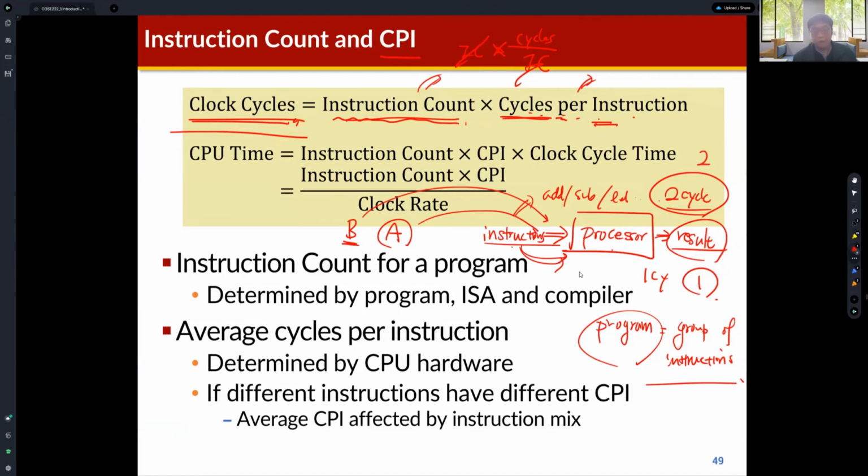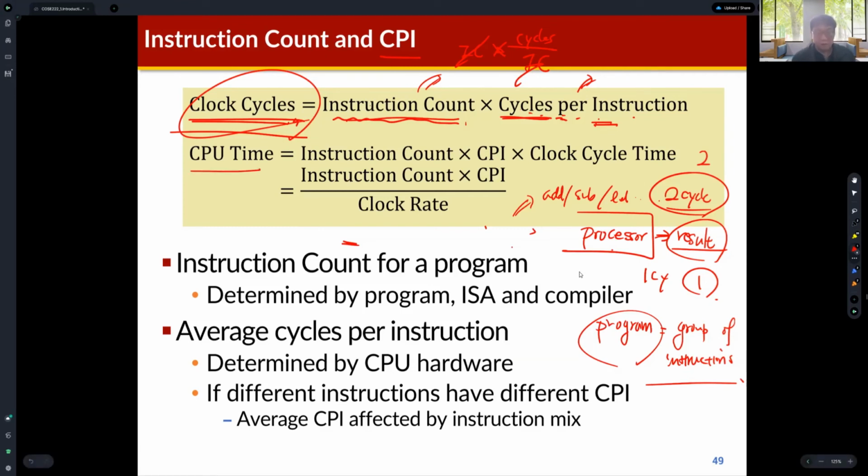Then how can we calculate the CPU time? It's easy also. We can just replace the clock cycles with the instruction count multiplied by cycles per instruction, right? So CPU time is the instruction count multiplied by cycles per instruction, this is called CPI, and multiplied by clock cycle time. So this is the clock cycles. We can rewrite this equation as instruction count multiplied by CPI and divided by clock rate.